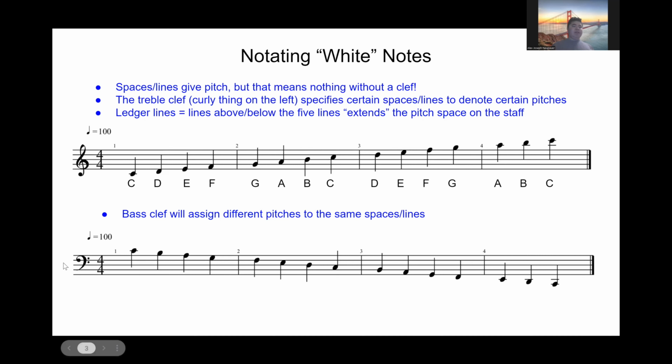Now, let's talk about this guy. This symbol is a bass clef, which means that the lines and spaces now have different meanings. This note is actually a C. In fact, it is middle C. And then this is the note below it, so it's going to be a B. And then the note below the B would be an A, and so on and so forth.